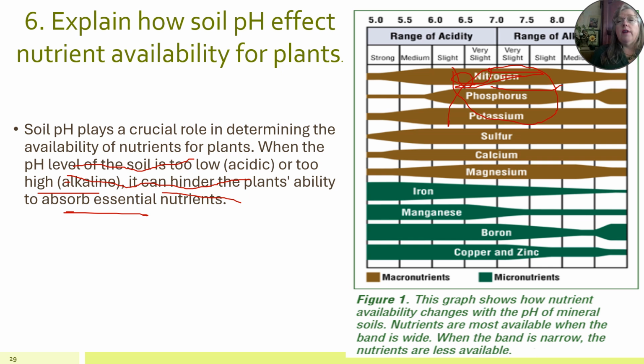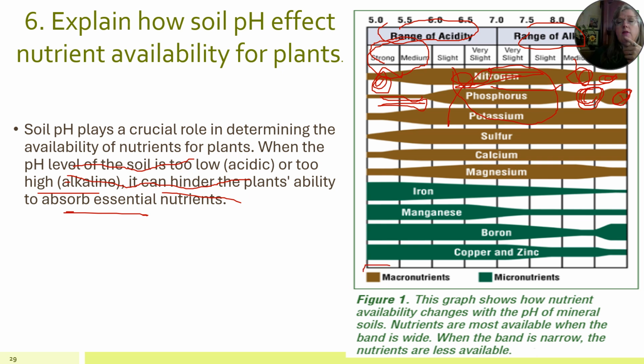We've got the range of acidity and the range of alkalinity. If you have strong, even medium acid, you're not going to be able to get as much nitrogen. And look, it's even worse when you get to the acid side. And look at phosphorus. Phosphorus is really not going to work right here. But it's got a weird little thing where it works less here, but then it works more here. That's just a particular thing about that chemical. They all kind of run out this way.